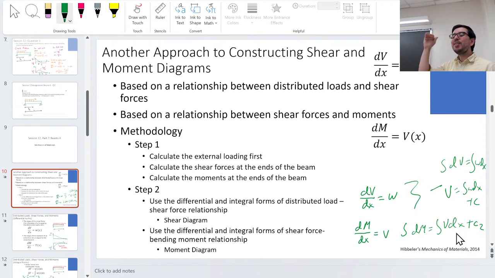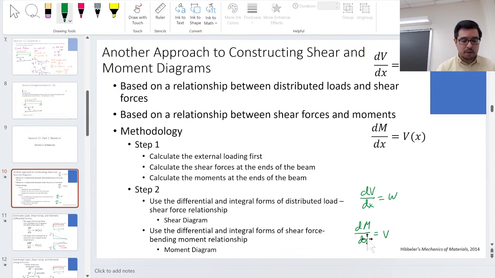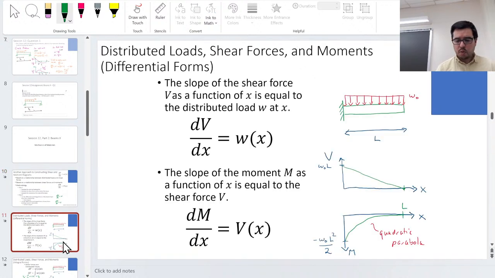If V is a horizontal line and I integrate it, it's going to be a line, right? It's going to have some slope now. If V is a linear line and I integrate it, then it's going to be a parabola. So there will be opportunities for you to look at these relationships in more detail in the sessions. So these are some examples that we do.